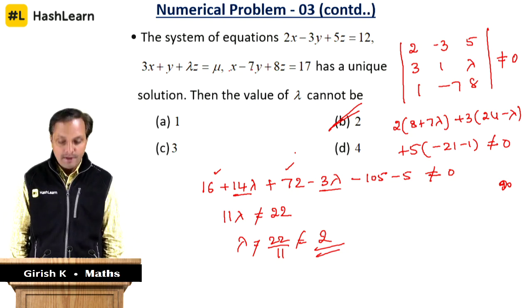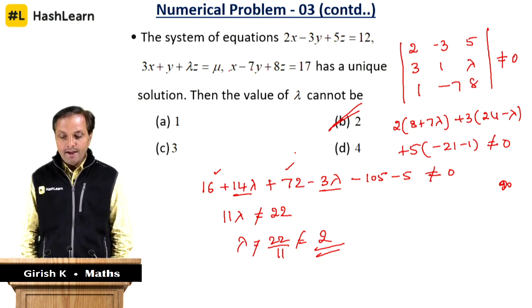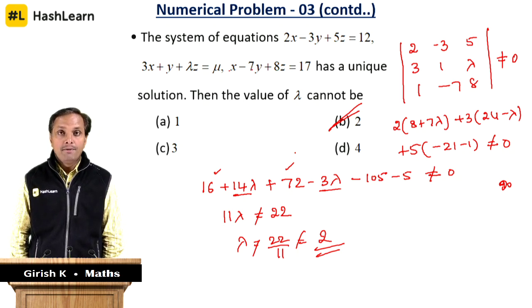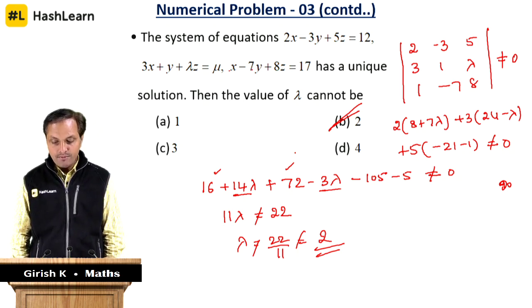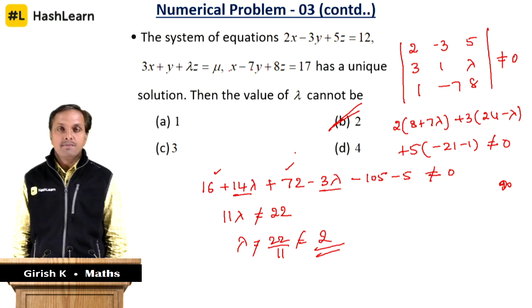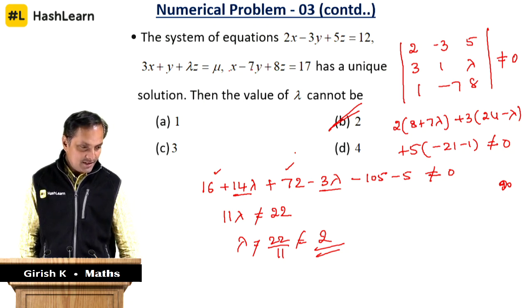Okay, 72 plus 16 will give you 78 plus 10, 88. Then that will give you again difference is 22. So 22 by 11 is 2. Lambda should not be equal to 2, which is present in option B. That is your answer. Okay, hope that all followed the steps.